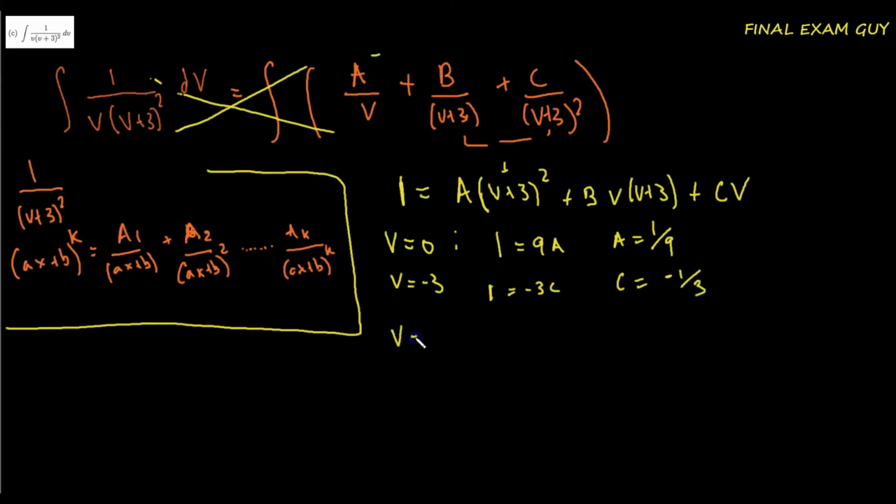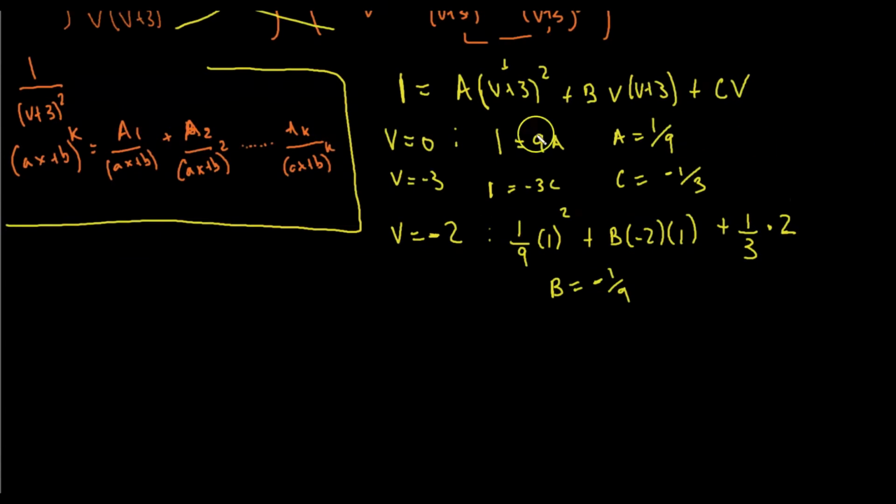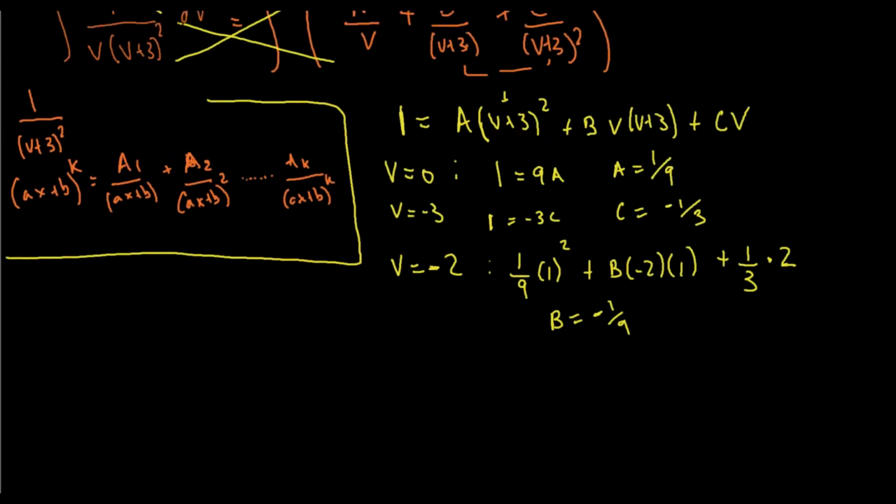And if we picked v is equal to -2, in that case you would get 1 over 9 times 1 squared plus B times -2 times 1 plus 1/3, minus 1/3 times minus is positive, so 2, and then we would get that B is equal to -1 over 9. Alright, now we have values for A, B, and C in our newly formed partial fraction.